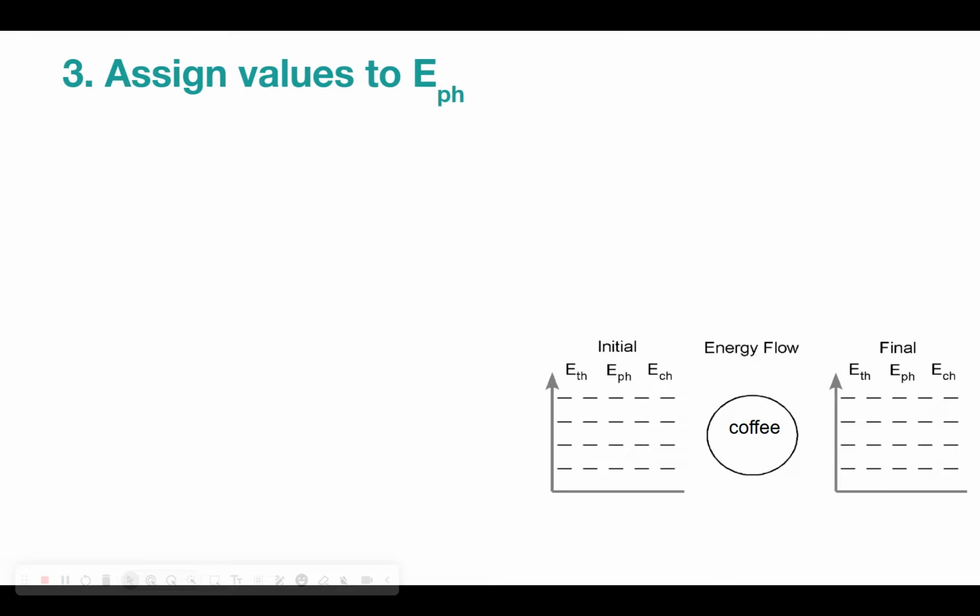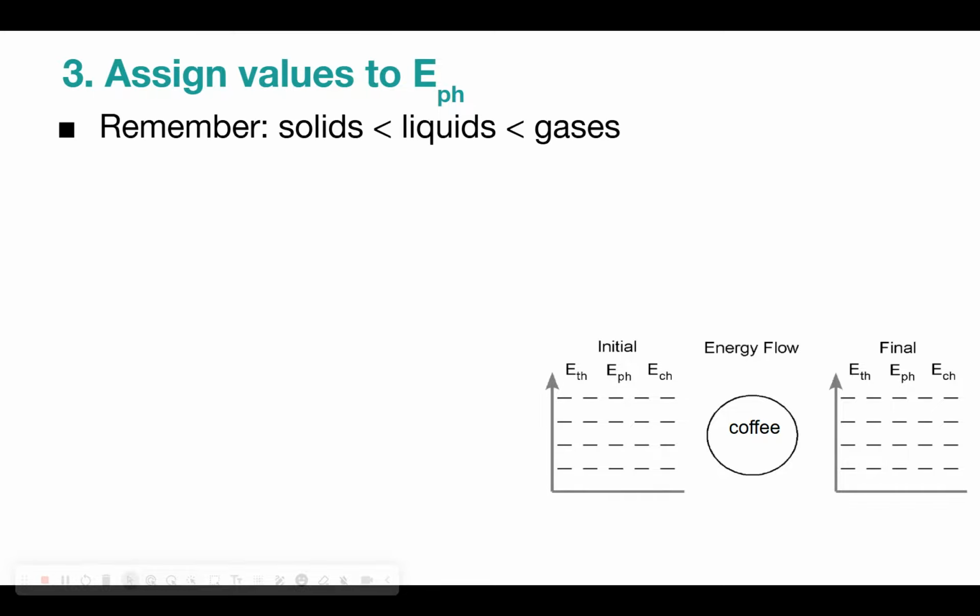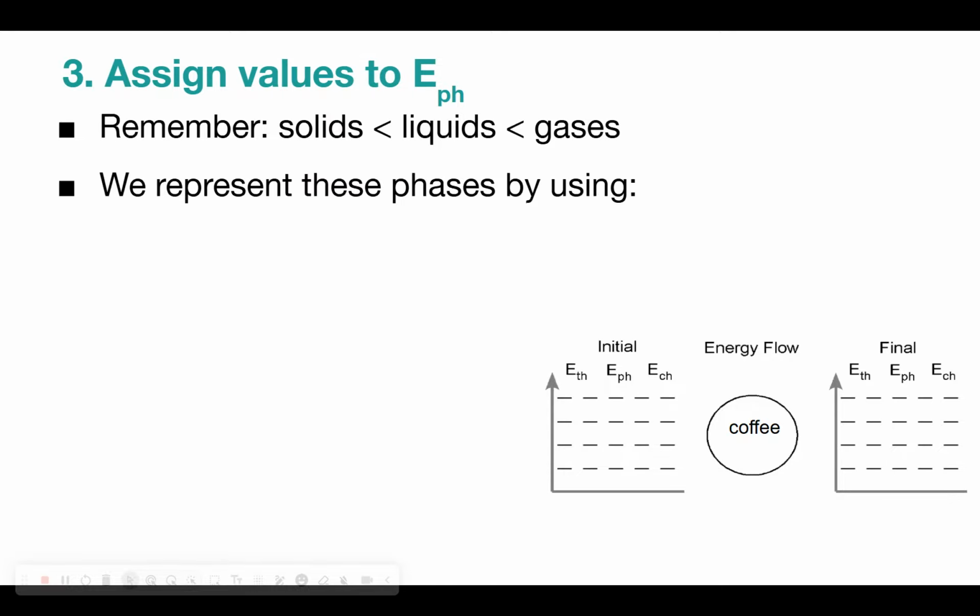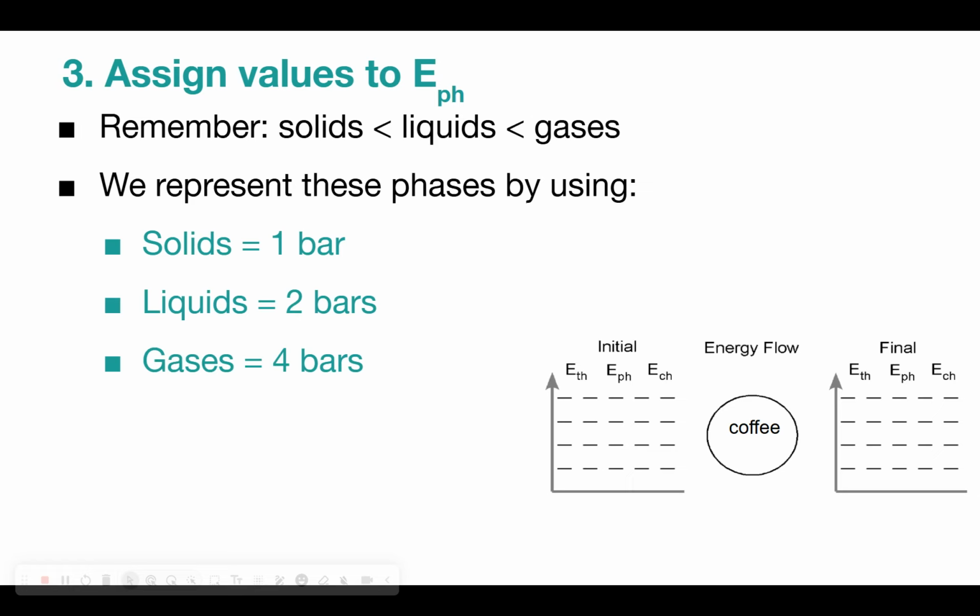Step 3, assign values to EPH. This is where you're going to start. So we have to remember that solids have the least and gases have the most, and here you're going to want to jot down values that you need to know by memory. We're going to represent these phases by using these numbers of bars, and those little dashed lines is where you would mark each bar. Solids will get 1 bar, liquids get 2, now wait for it, gases get 4 bars.